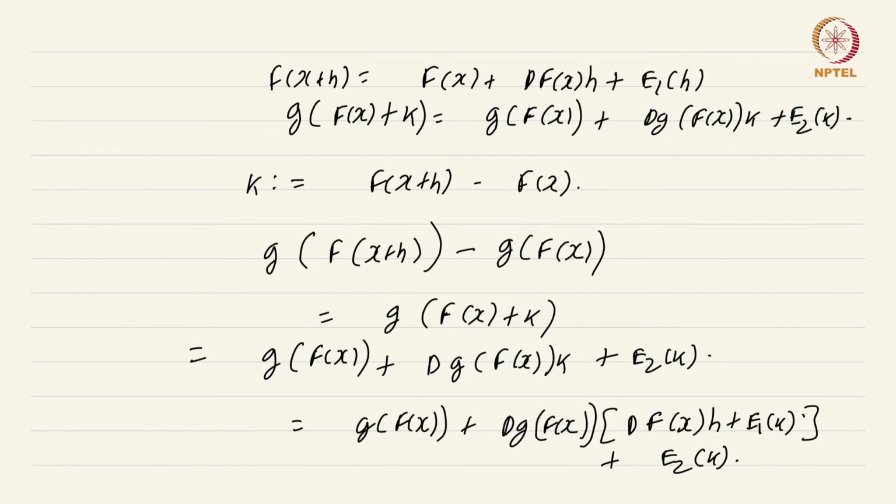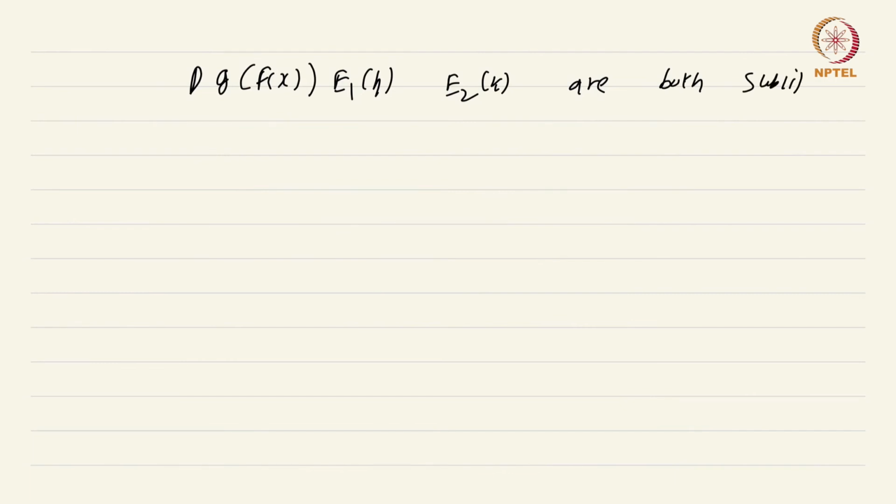What we have to show is that this term dg at the point f of x acting on e1h, and e2 of k, are both sublinear, and here the variable is h, not k. Okay, with respect to h. So what we have to show is e2 of k and dg fx at e1h are both sublinear. Let's take care of e2 of k first. Let's look at e2 of k by norm h.